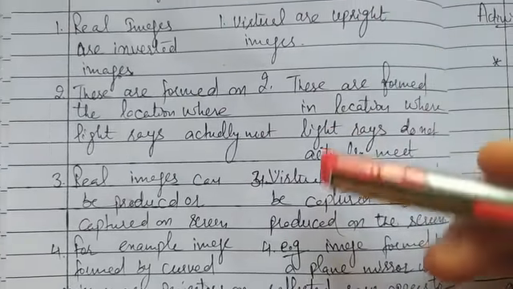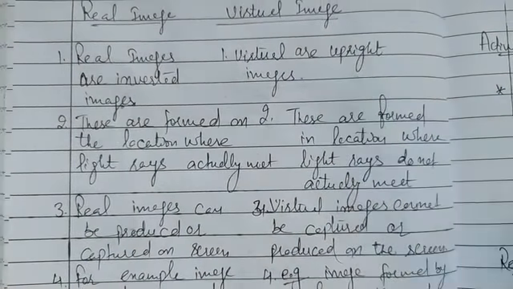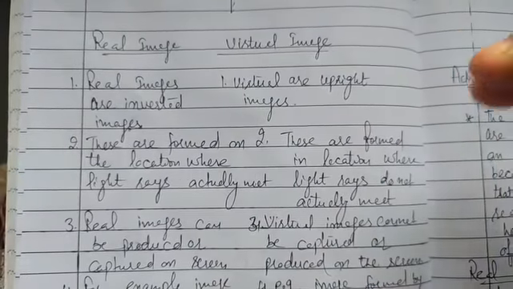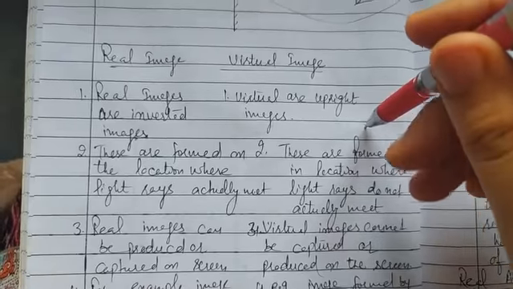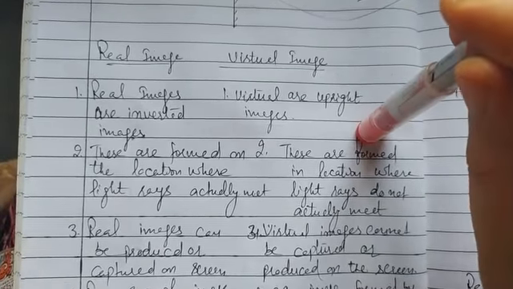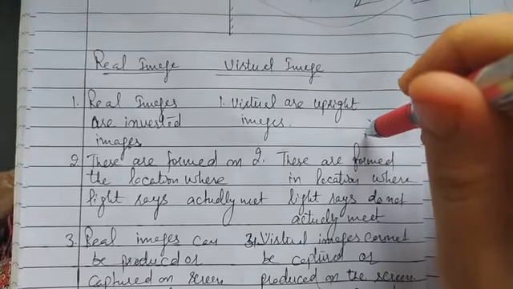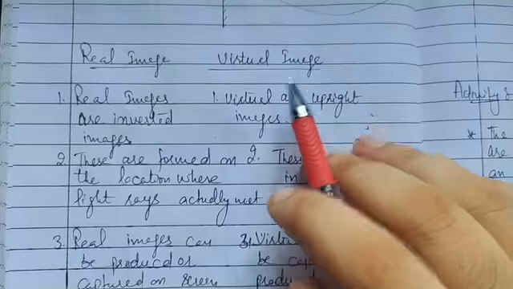Virtual images are always found behind the mirror, and these virtual images are always upright. We see ourselves upright, not inverted. Inverted means if this pen is like this, then its real image will be like this. But in a virtual image, if the object is like this, then the image will also be like this. So these are the virtual images.